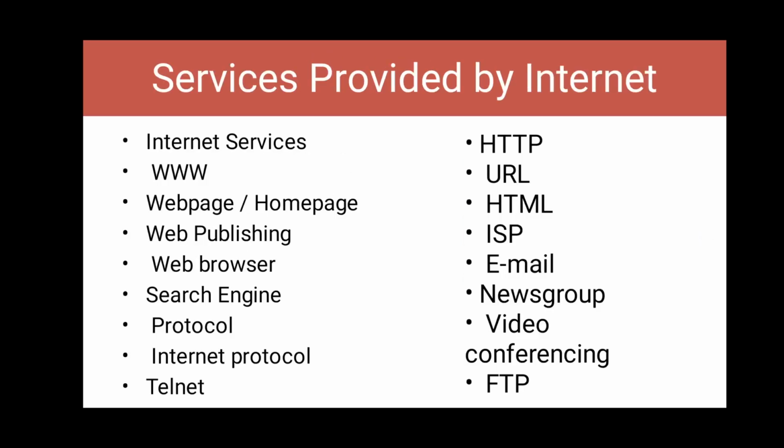There are different services that are provided by the internet. First of all, internet surfing, then WWW, that is World Wide Web, then web pages, home pages, then web publishing, web browser, search engine, protocol, internet protocol, telnet, HTTP, that is hypertext transfer protocol, then URL, uniform resource locator, then HTML, hypertext markup language, then ISP, email, newsgroups, video conferencing and FTP, that is file transfer protocol. So these are different services, and many more, that are provided by the internet today.